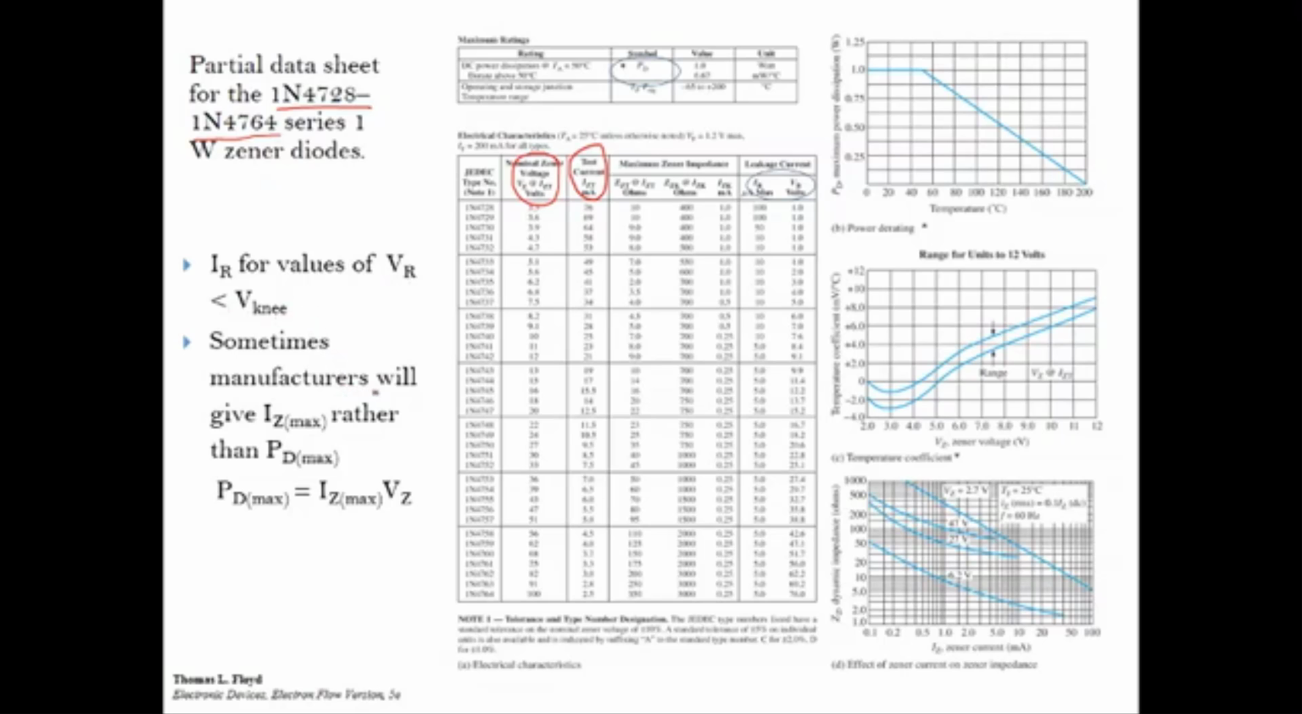Sometimes the manufacturer will give Iz max rather than PD max. I have explained this in a previous slide. Some data sheets will give the PD max, the maximum power dissipation, or if PD max is not given, usually they will give Iz max, because here Vz is fixed. So if PD max changes, Iz max also changes.